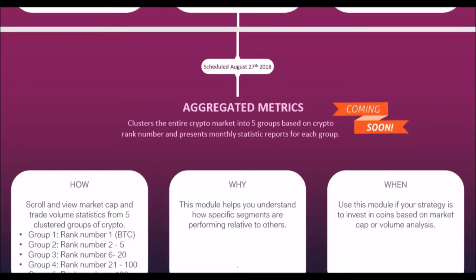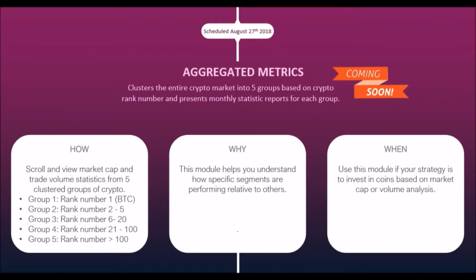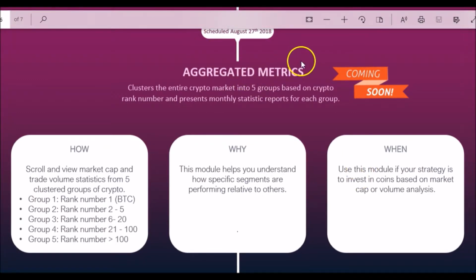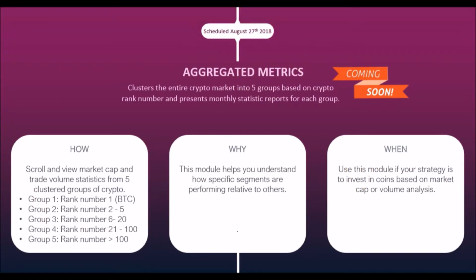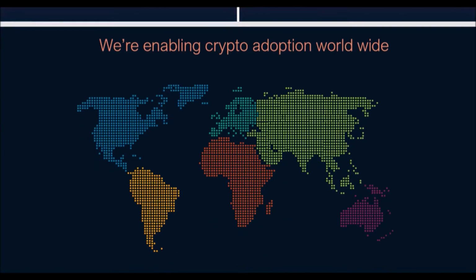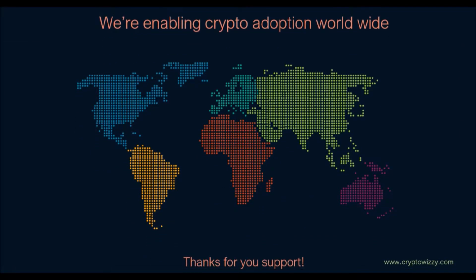And aggregated metrics is for more advanced users who really want to have a good feeling of where the market stands in terms of trading volume, market cap dynamics. So this gives you a very good feeling of the market. So this is the 5th module that will be available. Once again, guys, you could just download this document in the description below, and you could read it in your own time, and it will give you a very good idea of what you can expect from the first version of Cryptowiz.